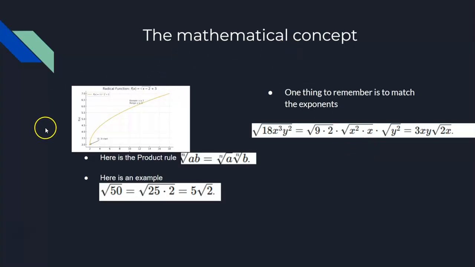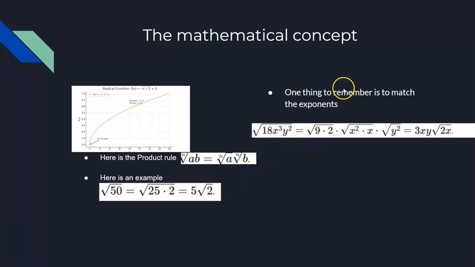The mathematical concept right here is a graph of a radical function, radical x minus 2 plus 3. It starts right here and shoots all the way to the right. I like to refer to it as the shooting star method because it's kind of like a shooting star in how it's represented. And when calculating, you need to use the product rule. This is the formula for that. An example of it would be radical 50 is equal to radical 25 times 2. Since 2 can't be simplified anymore, you take the radical of 25. So radical 25 is 5. The final form is 5 radical 2.